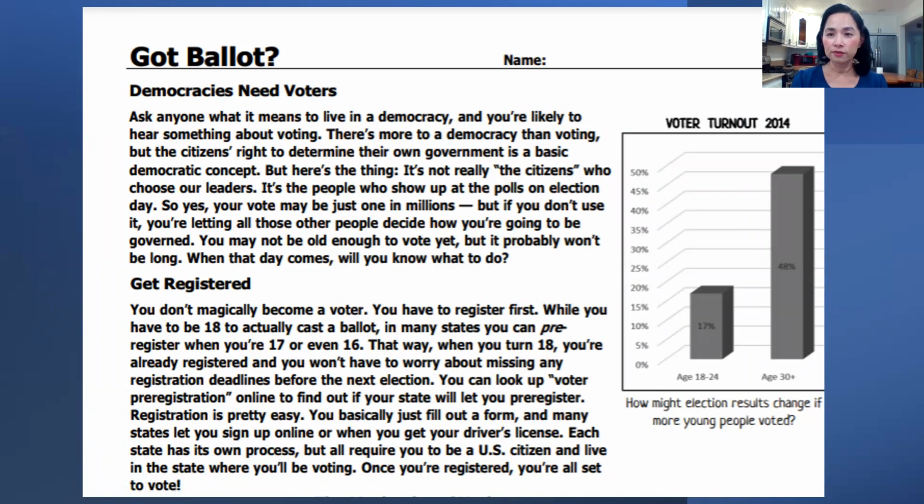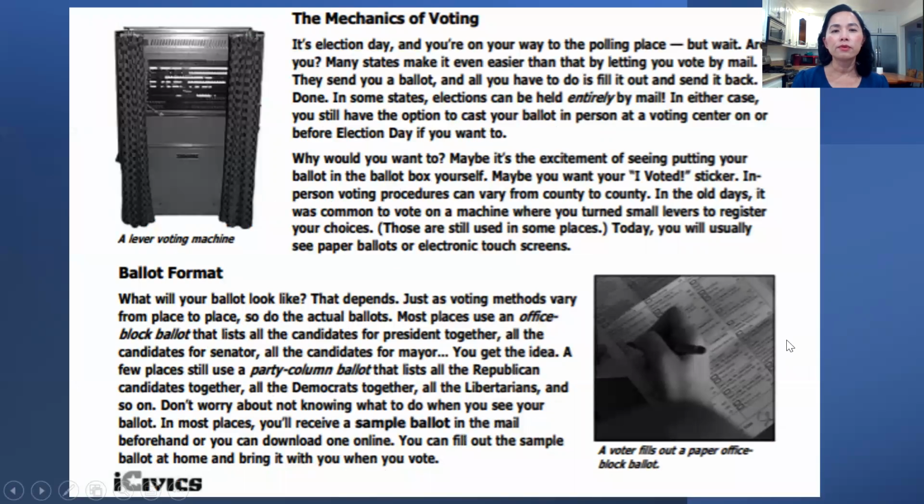So there's 4 groups. I would like the first group to read the first paragraph, Democracies Need Voters. And the second group to read Get Registered. The third group to read the mechanics of voting. And the fourth group to read ballot format. The directions are on the board, but I'll go ahead and let you know that all I'm asking is that you read the sections that I assigned to you, and then you are going to summarize what you read and share it with the class.